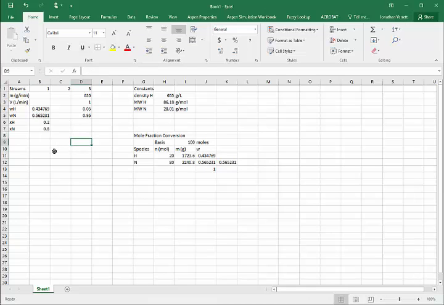So that's a little bit about using Excel. And now we've got our weight fractions that we need for our streams. And I'm realizing these weight fractions should actually be right over here in stream 2. And for stream 3, we should have had just hexane and no nitrogen.